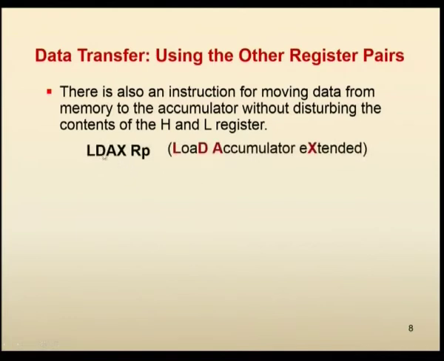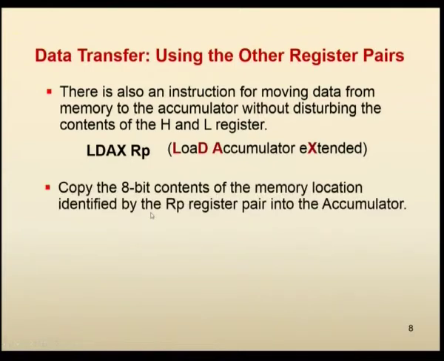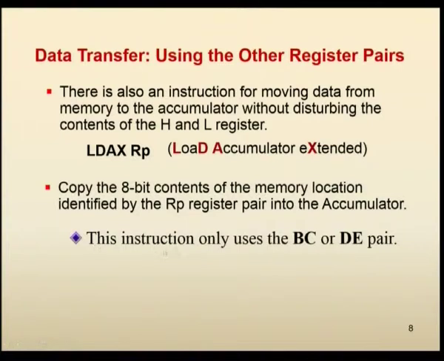For example, load accumulator extended. You can load the accumulator using this instruction. It copies the 8-bit contents of the memory location identified by the register pair into the accumulator. Any memory address can be identified by loading the address into any one of the register pairs, that is, you can use B and C, or D and E, or H and L. This instruction will use B and C, and D and E.